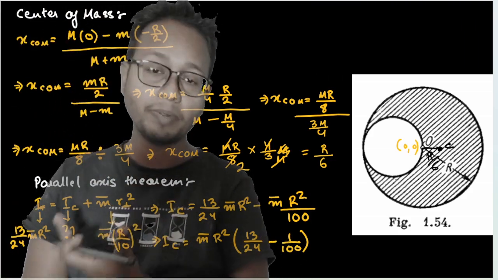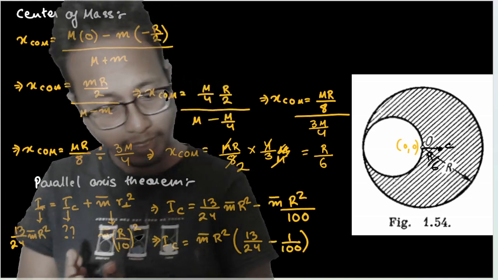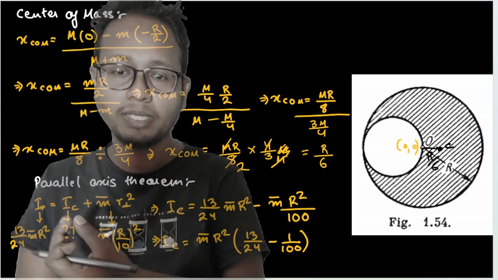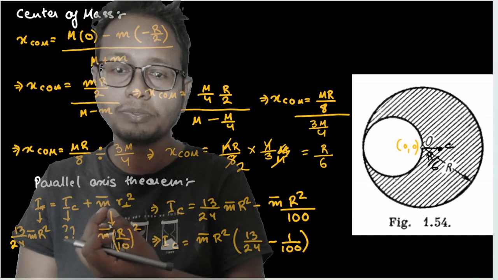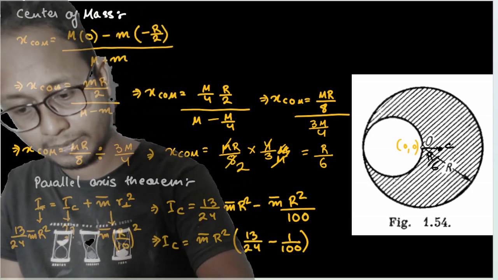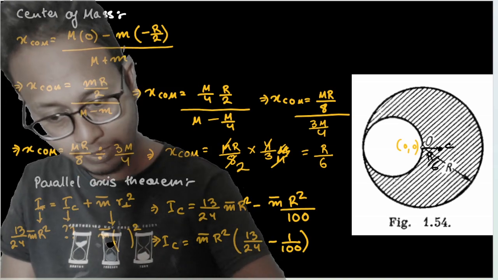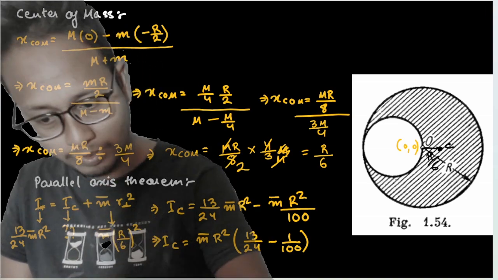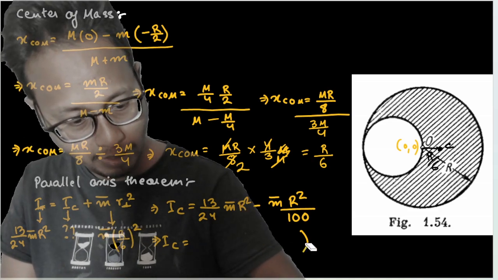Now we'll apply the parallel axis theorem out here. Okay? So out here, 13 by 24 m r square plus, passing through the center, is equal to mass into, out here instead of r by 10, I have to substitute r by 6, or r by 6 whole square. R by 6 whole square. So let me erase this one.